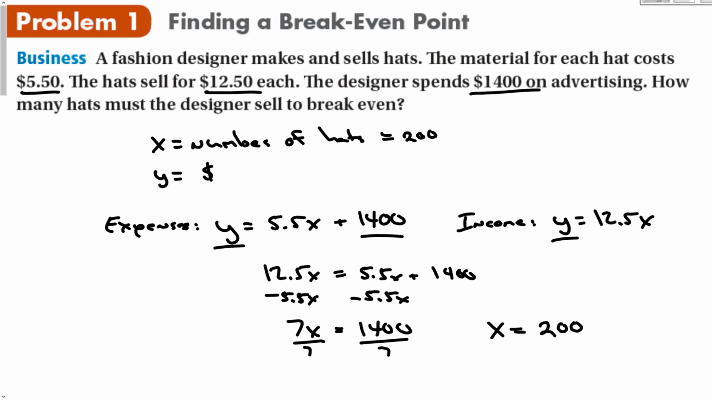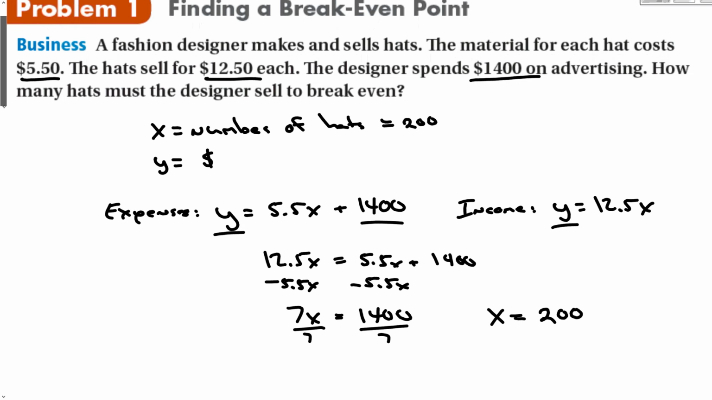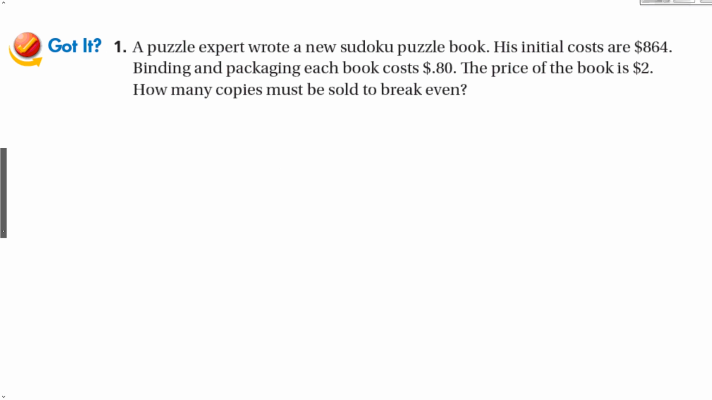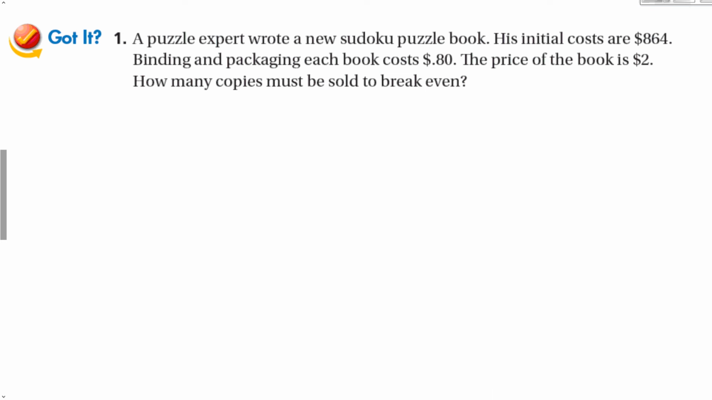Okay, let's try another one. Our little got it problem. So with the got it problem, a puzzle expert wrote a new Sudoku puzzle book. His initial costs are $864. Binding and packaging each book costs 80 cents. The price of the book is $2. So, same thing. Let's let x equal the number of books sold.